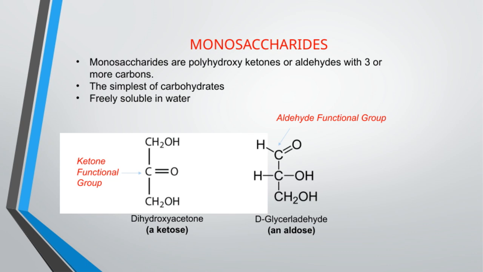Then, there's the aldehyde functional group, another important component in carbohydrate chemistry. Now, moving on to specific examples, glyceraldehyde is a good example of an aldose, meaning it contains an aldehyde group. On the other hand, dihydroxyacetone is a ketose because it contains a ketone group. Both of these are monosaccharides, which are the simplest forms of carbohydrates.